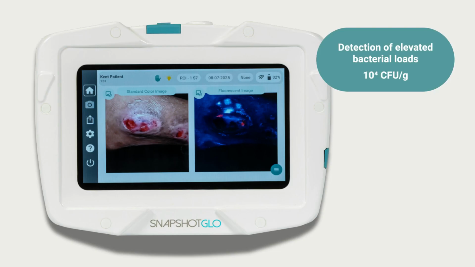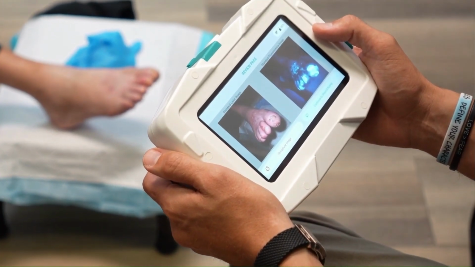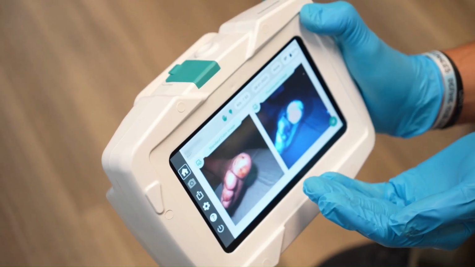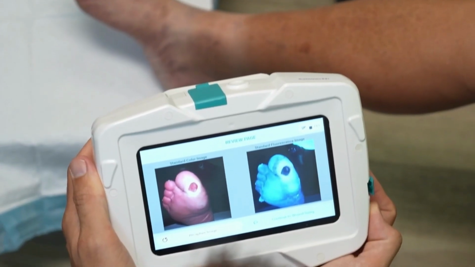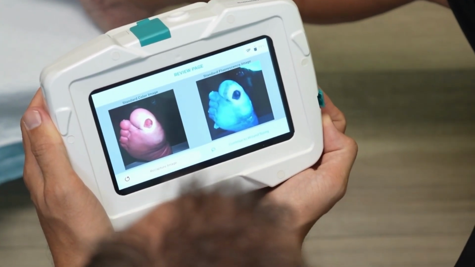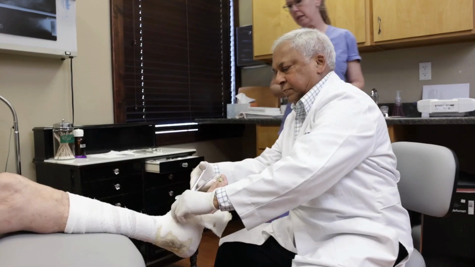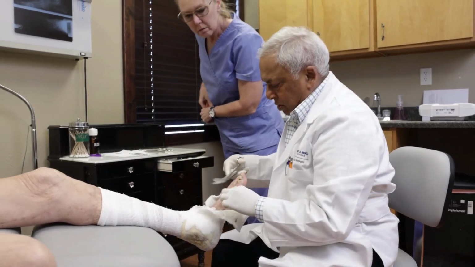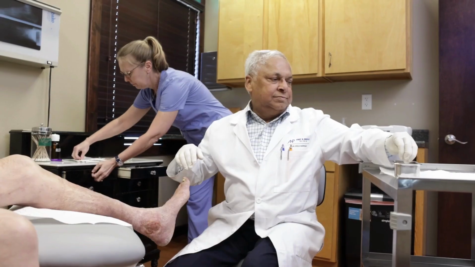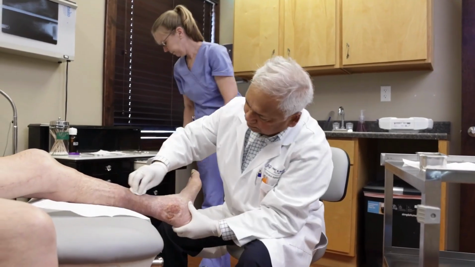High bacterial loads of over 10 to the power of 4 CFU or colony-forming units per gram of tissue are highlighted on the captured area in cyan or red fluorescence, depending on the native properties of the bacteria. SnapshotGLO can help inform clinicians about the location of bacterial bioburden, assisting in precise sampling or swabbing techniques if they are deemed necessary. They can preserve healthy tissue more precisely and provide targeted treatments more thoroughly, like debridement, topical cleaning agents, wound dressings, and determining antibiotic use.